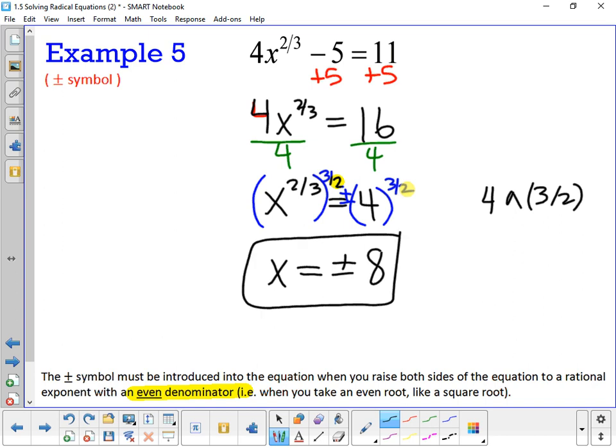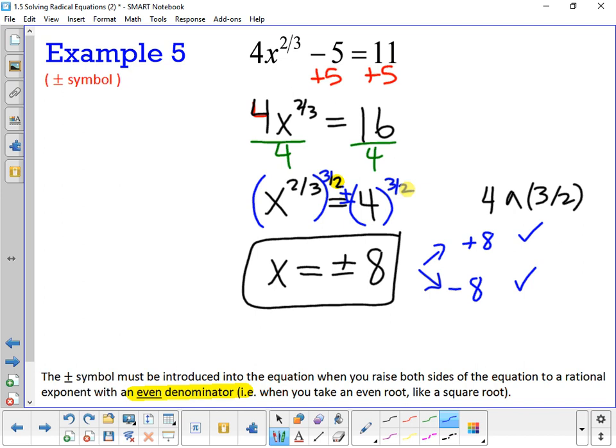Now in this case, there are two solutions to check. If you check positive 8 as a solution and you put it in for x in the equation, it does work. And if you substitute negative 8 into the equation, it also works. So both of the solutions are fine.